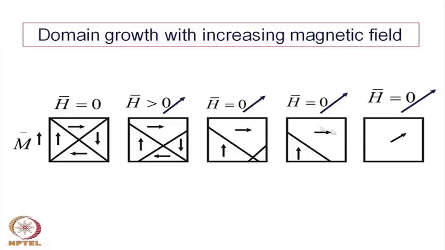So, it is a kind of nucleation and growth phenomenon. Whichever is the preferred orientation will grow, and those which are not preferably oriented will slowly dissolve or disappear. So, that is the concept of domain growth with increasing magnetic field.